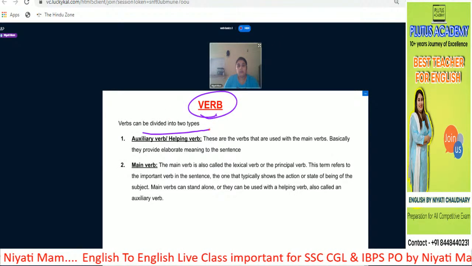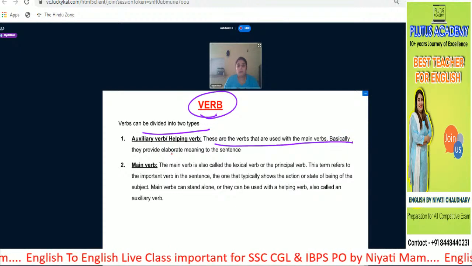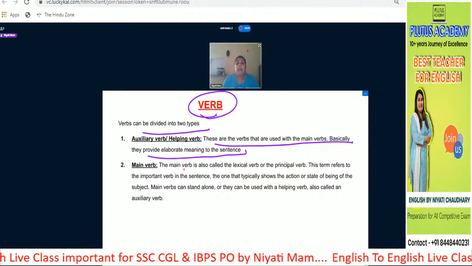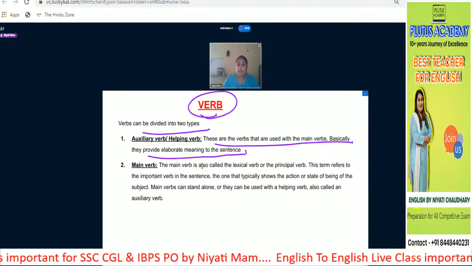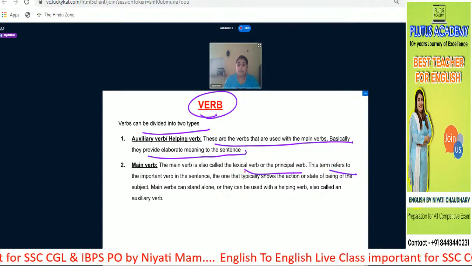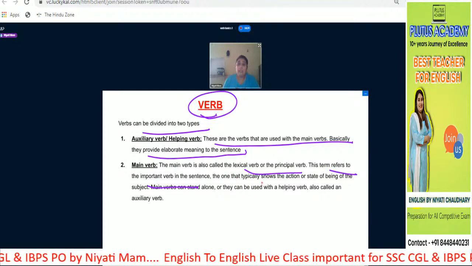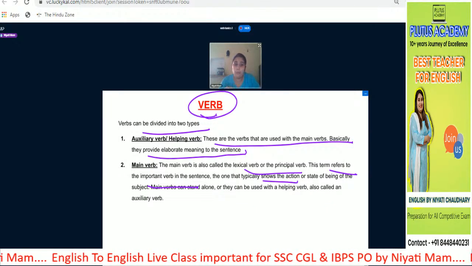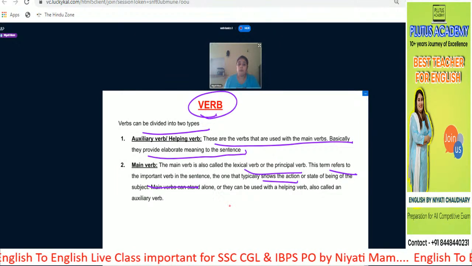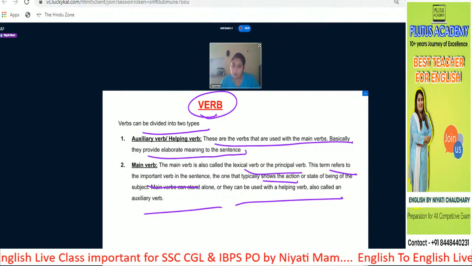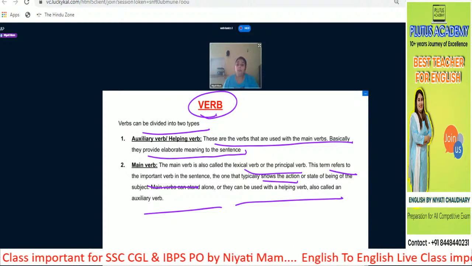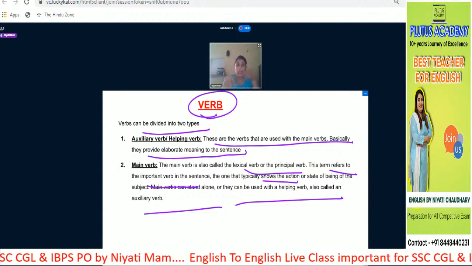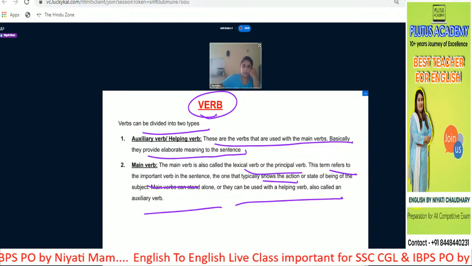Verb is divided into two types. These are the verbs that are used with the main verb. Basically, they provide elaborate meaning to the sentence. The main verb is also called the lexical verb or principal verb. This term refers to the important verb in the sentence, the one that typically shows the action or state of being of the subject. Main verbs can stand alone or they can be used with a helping verb, also called an auxiliary verb.